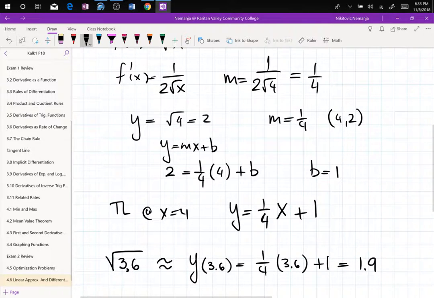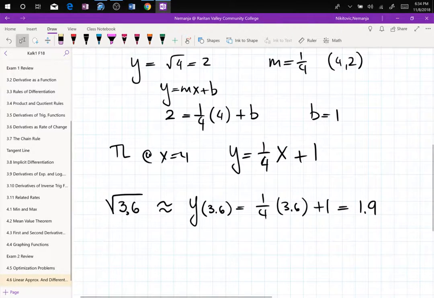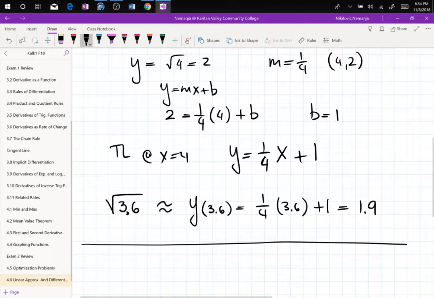I guessed it. Okay, bad example, I'm sorry. I was not supposed to work out to be exact, but such is life. Okay, I'll try to remember never to use this again. 3.6 was a bad value. This is supposed to approximate, not give you an exact answer, but that's okay, fine.